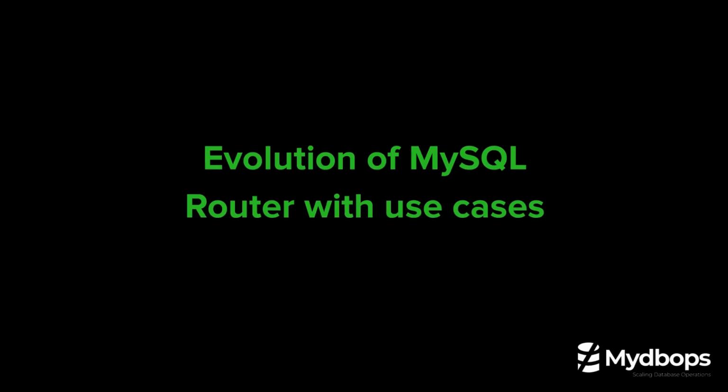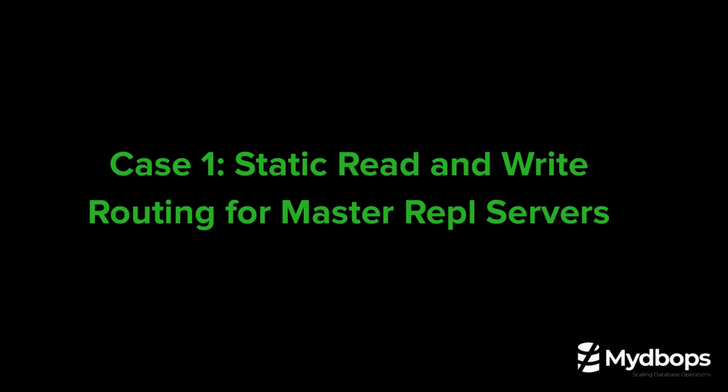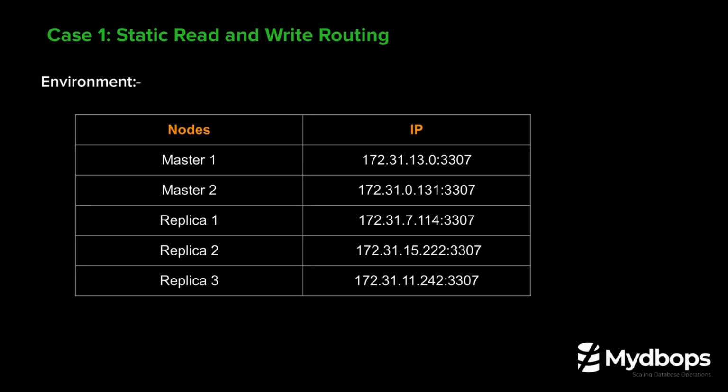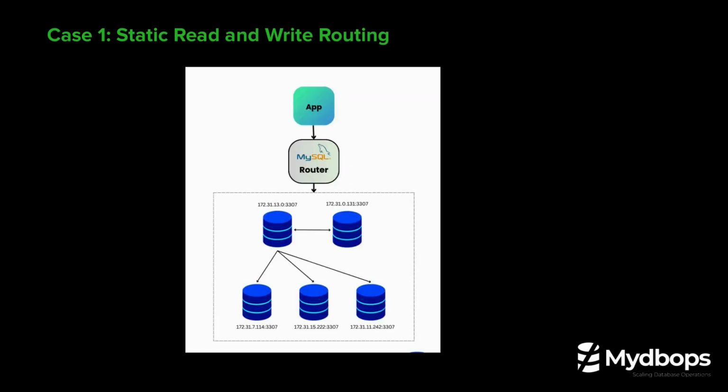So let us see how MySQL router has evolved with some test cases. The first one is static read and write, which is for a normal master and slave environment. In this environment, we have taken 2 master servers and 3 replica servers. So this is going to be our infra. In this case, we have to manually define which nodes are writes and which nodes are reads.